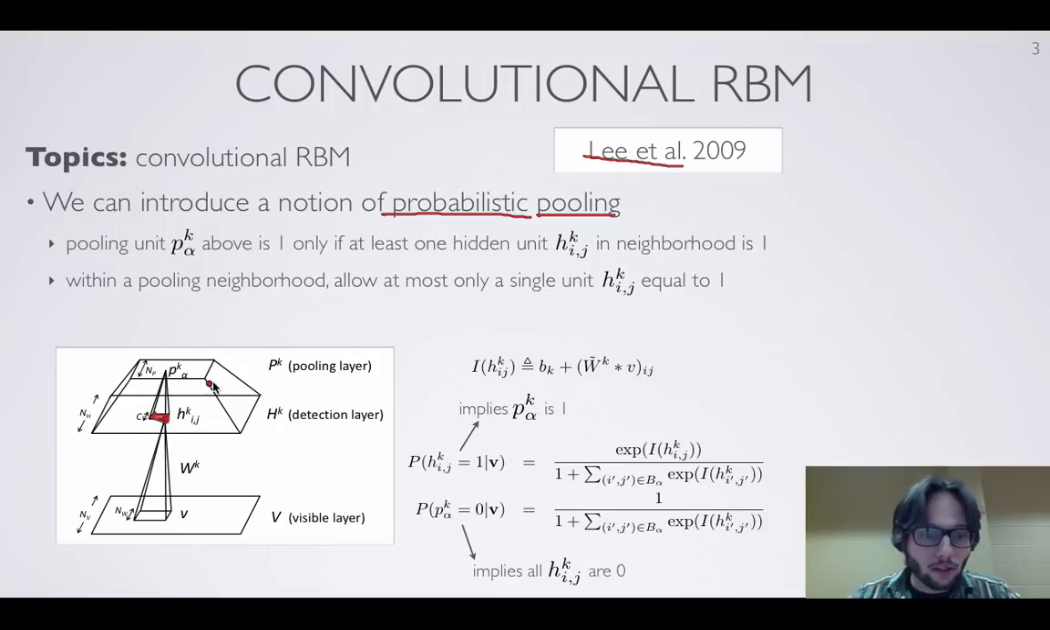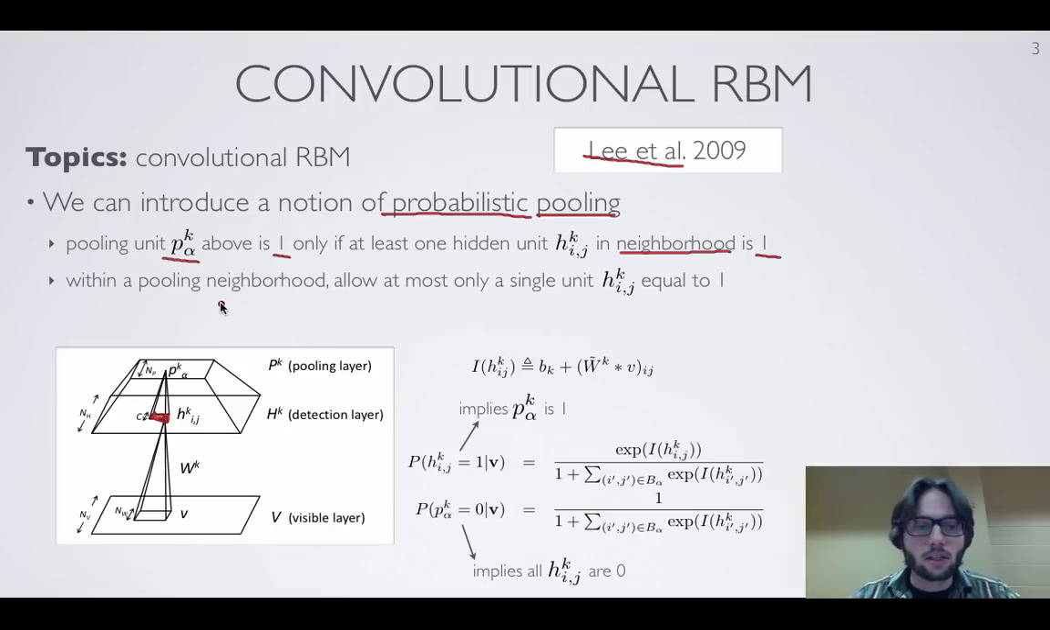Now we'll add another layer right on top of it, these pooling units P, and they will be equal to 1 if and only if at least one of the hidden units in its corresponding neighborhood in the filter map right below is equal to 1. So if there's at least one binary unit here which is equal to 1, the pooling unit will be equal to 1, and otherwise it's equal to 0. So really the pooling unit is equal to the max of the hidden units in the filter maps right below.